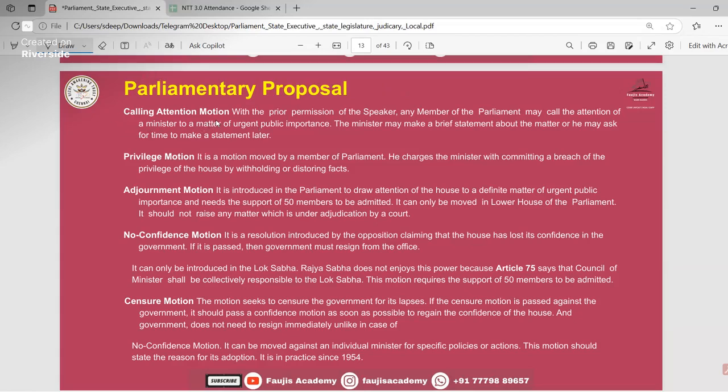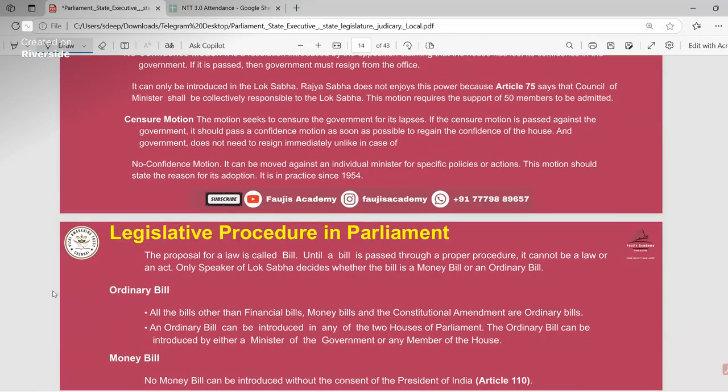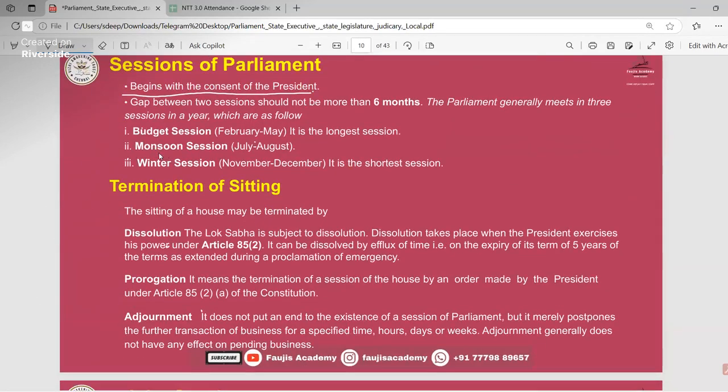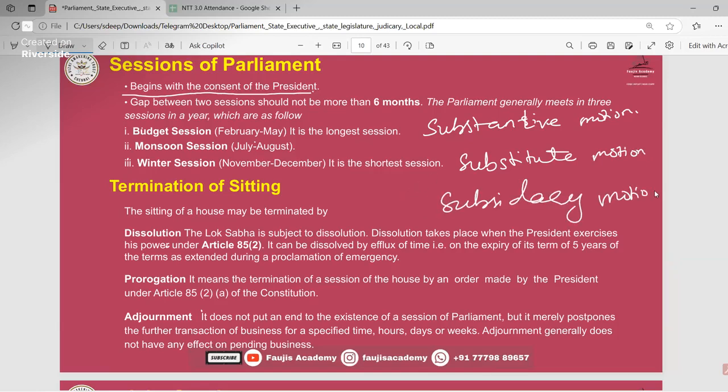Before seeing these, let me tell you something else. Prior to those motions, there are three other motions, moved by the members of the parliament to raise discussion on various matters which fall into three categories. They are the substantive motion, the substitute motion, and the subsidiary motion. I have not given these in the slide, so please note it.